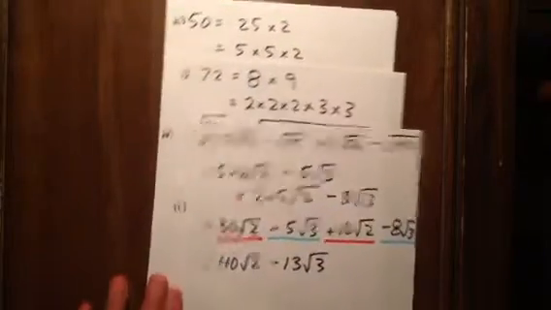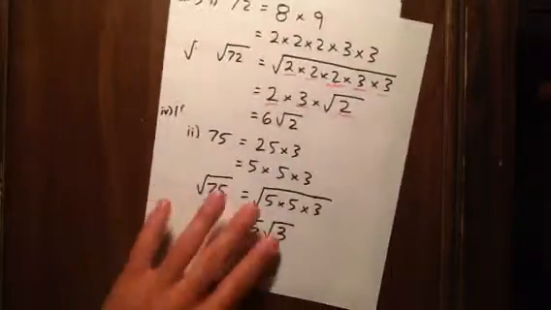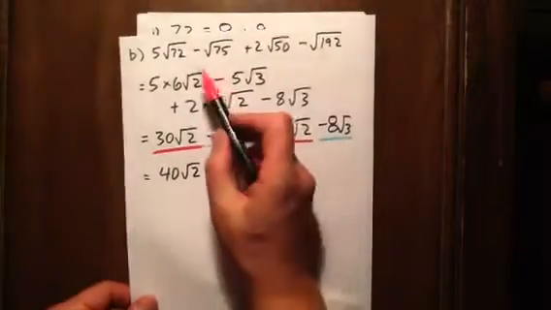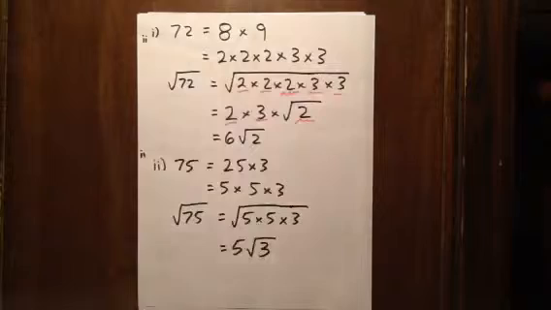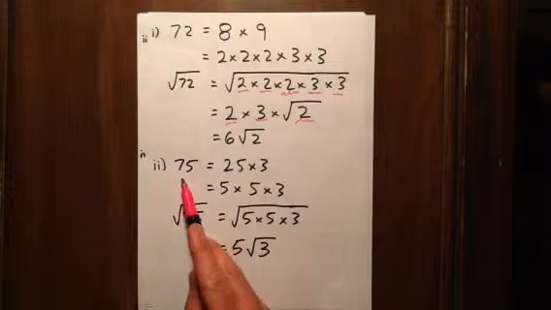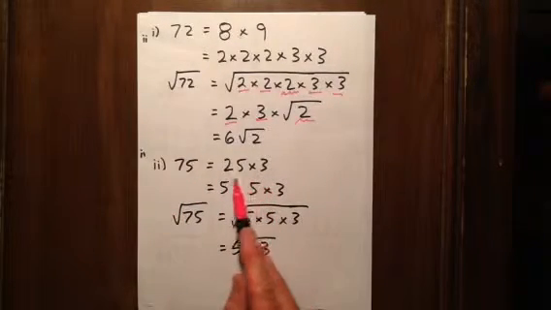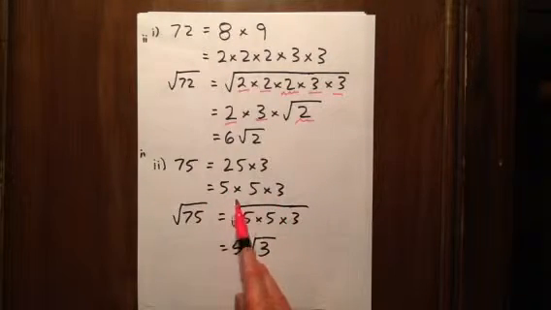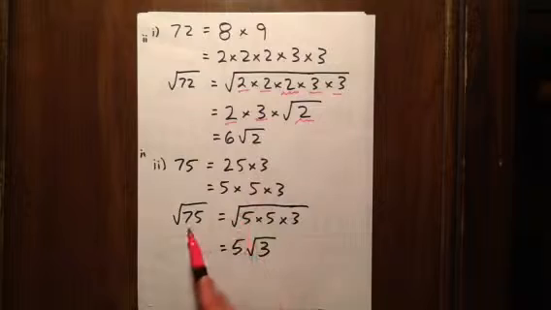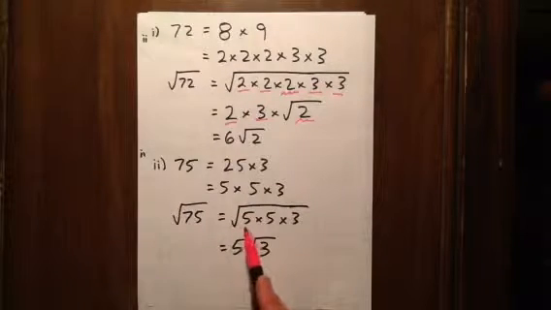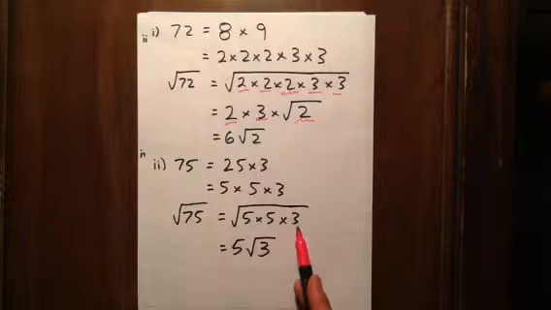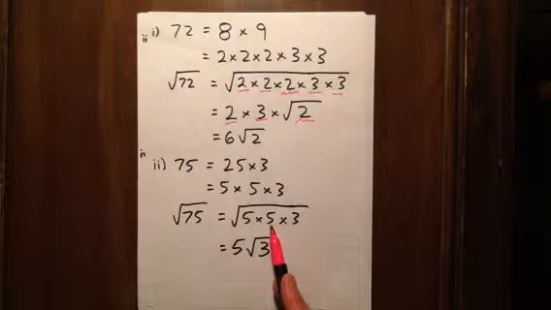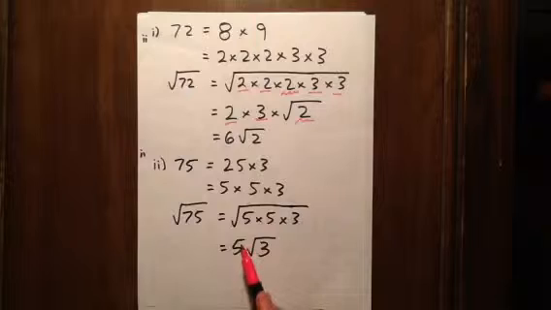Okay, well, the next one we had to deal with in our question was the square root of 75. Let's simplify that guy. Well, we know that 75 is 25 times 3. 25 is 5 times 5. So 75 is really 5 times 5 times 3. That means the root of 75 is the root of 5 times 5 times 3. Well, we have 2 factors the same underneath the square root sign. We can pull it out.